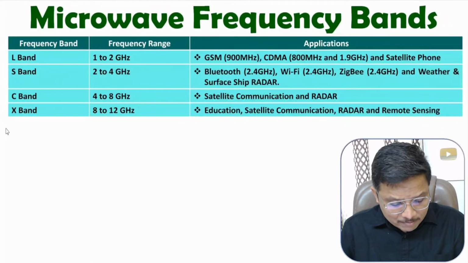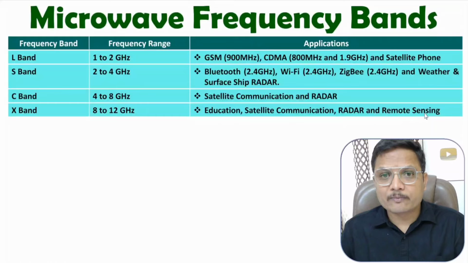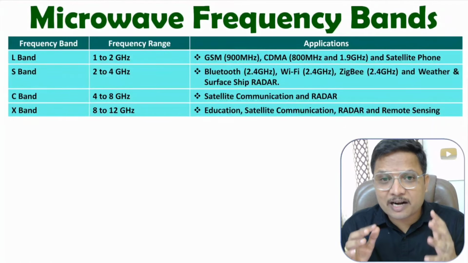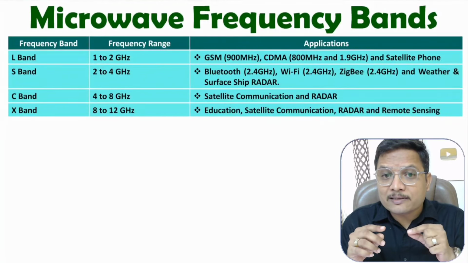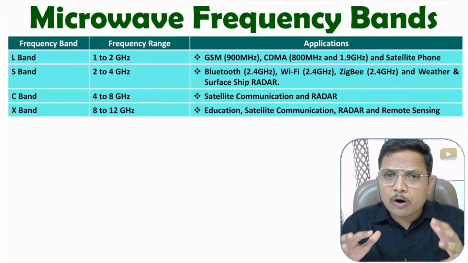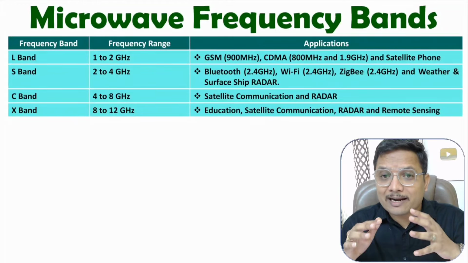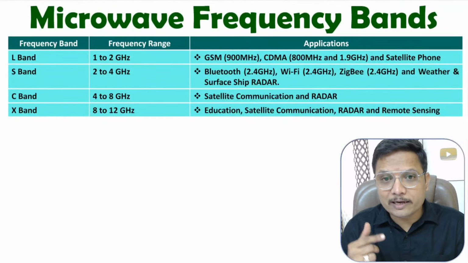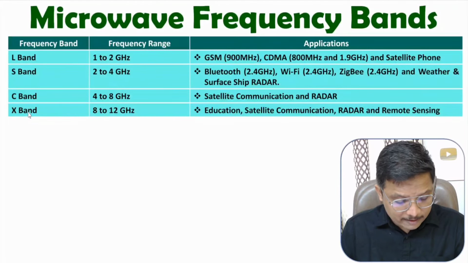If you talk about the X band, one more popular application is based on remote sensing. With SAR, synthetic aperture radar, we can do remote sensing, where by using synthetic aperture radar we can produce high quality images of this planet. With the use of SAR, we can understand the geometry of the earth by producing high quality images. So likewise, there are many applications with the X band.